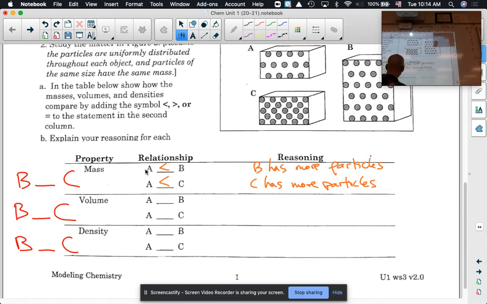Now, how about, oops, what on earth is happening there? Why did that do? Oh, I know why that did that, because I'm not on the eraser right now.